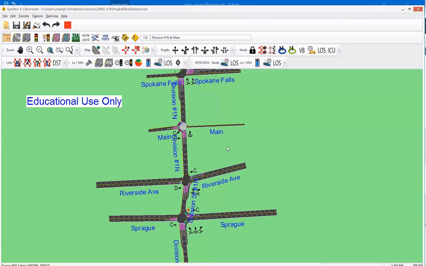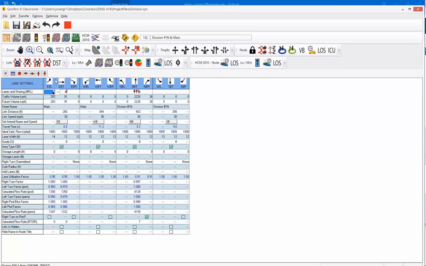So if I was updating this and trying to reduce the number of lanes on Division to 2, first you're going to be using the Division_2040 file instead of Division.syn. It's a 2040 one, but I'll just show you in this one. And then you would go through, and instead of your northbound looking like this, you would want to reduce it from 3 lanes down to 2.